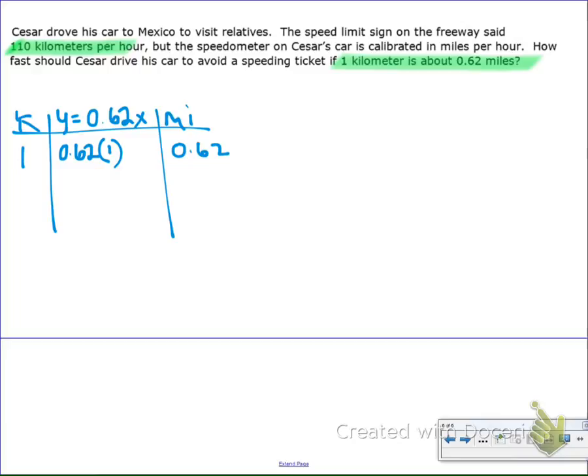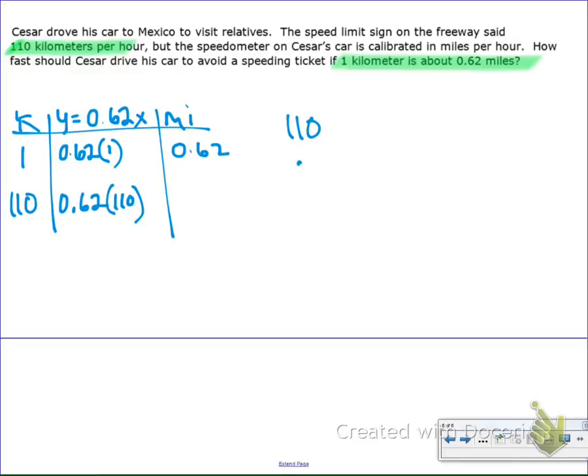where I can now take any amount of kilometers that I have, put it in for x, and it's going to give me the amount of miles. So I have 110 kilometers. Let's see how many miles that's going to be. So I plug it into my equation, and now I'm just doing a quick multiplication.